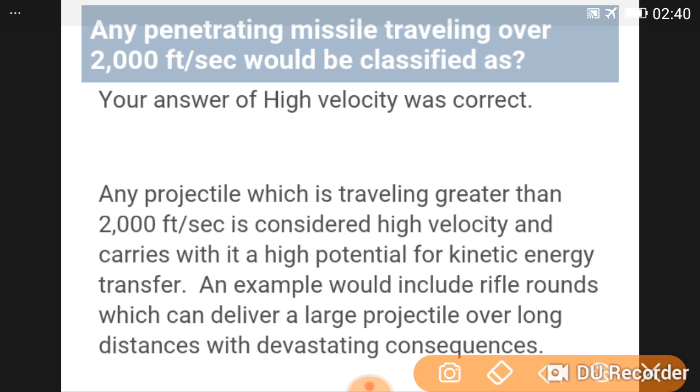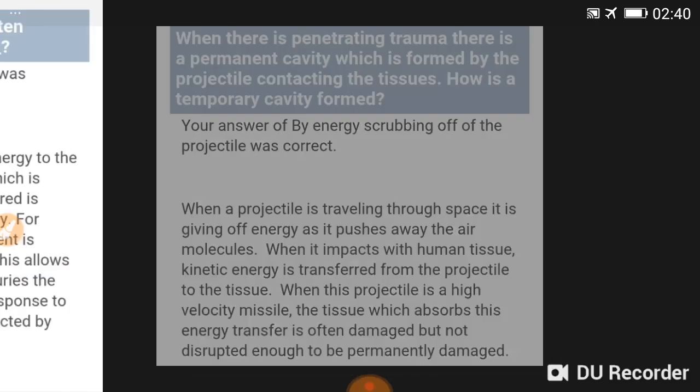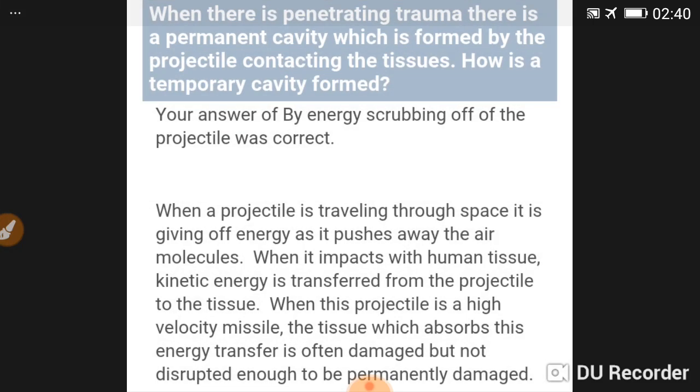Any penetrating missile traveling over 2000 feet per second is our answer: high velocity. A projectile traveling greater than 2000 is considered high velocity. Okay, I hope you understand. Where there is penetrating trauma, there is a permanent cavity which is formed by the projectile contacting the tissue. How is a temporary cavity formed? By energy scrubbing of the projectile, which was correct.